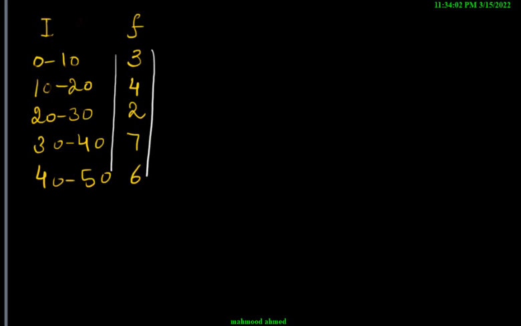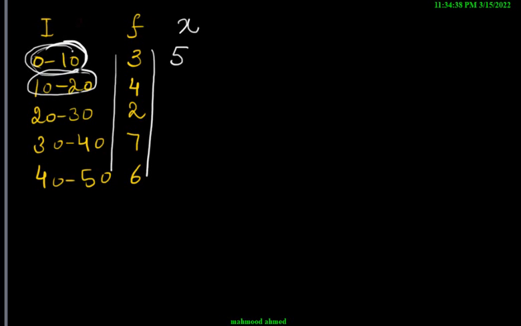The first column represents the intervals as they are given in the question, and the second column represents the frequency, which is also given. Now I am going to produce a third column by myself, and this column's heading is x, and x means the mid value of each interval. As you have 0 to 10 as the first interval, the mid value of this is 5. This 5 can be obtained by adding 0 and 10 and then dividing this sum by 2.